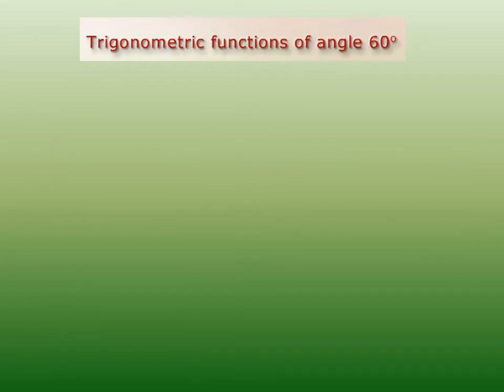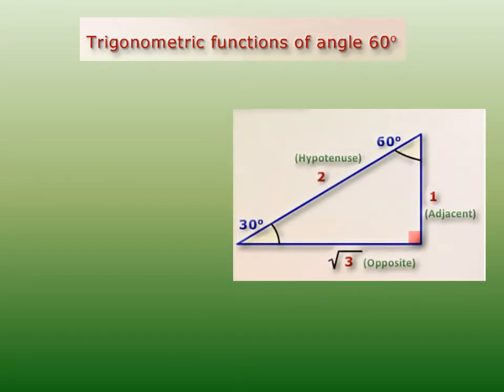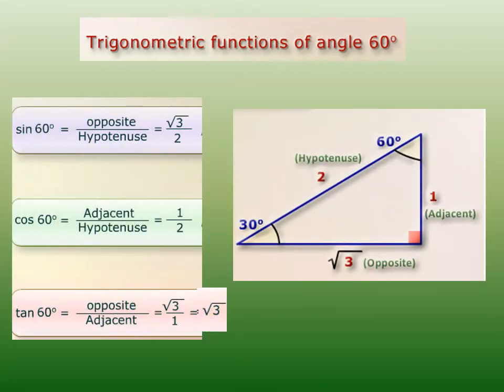Trigonometric functions or ratios of angle 60 degrees. Sine 60 equals opposite over hypotenuse equals root 3 over 2. Cosine 60 degrees equals adjacent over hypotenuse equals 1 over 2. And tan 60 degrees equals opposite over adjacent equals root 3 over 1 equals root 3.